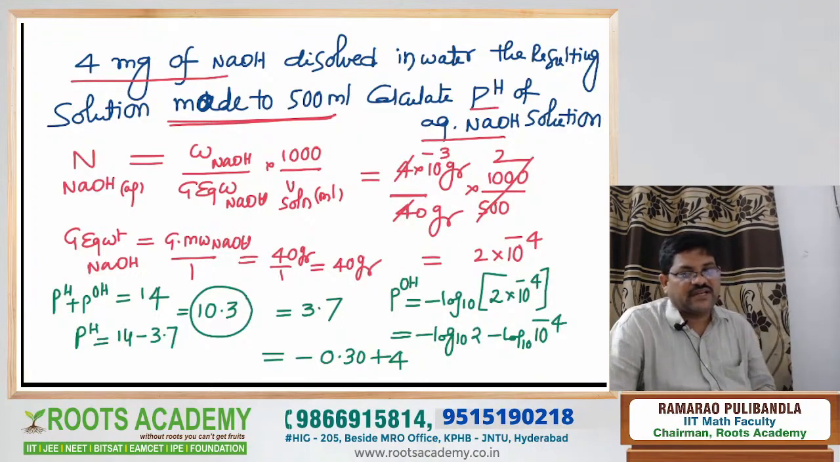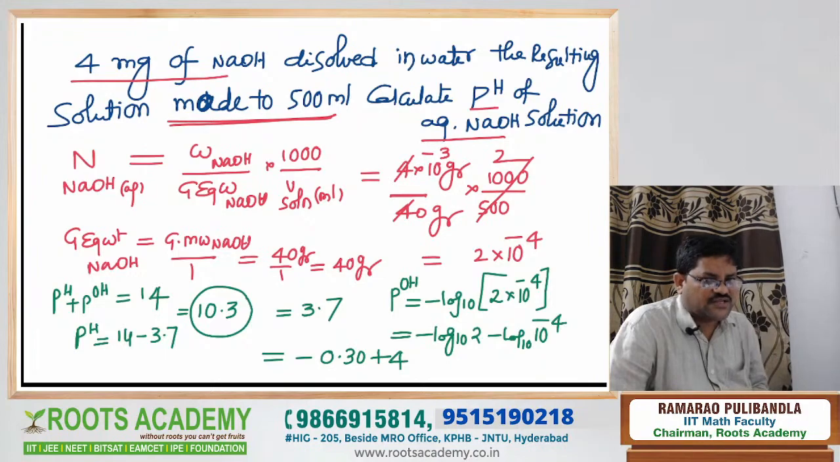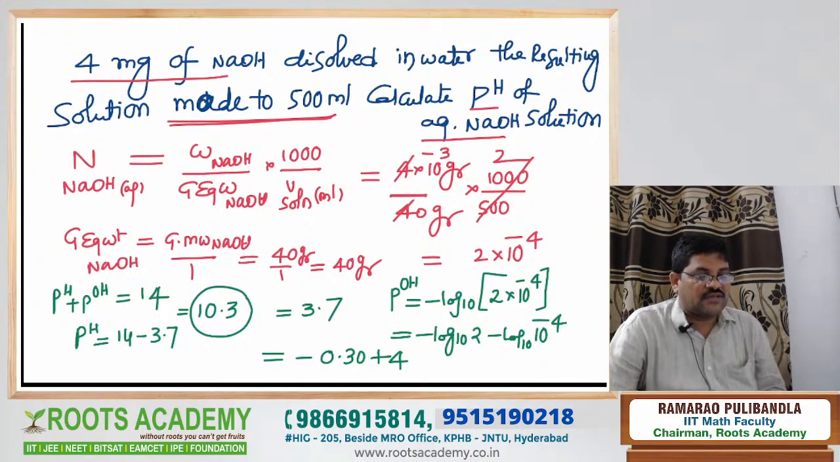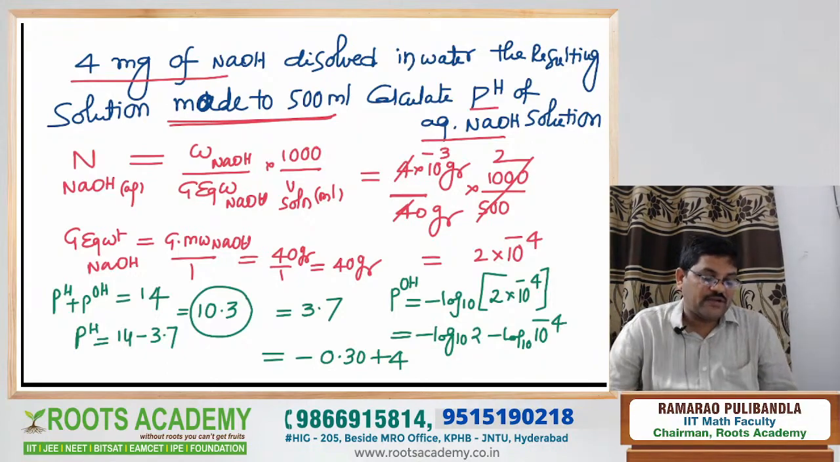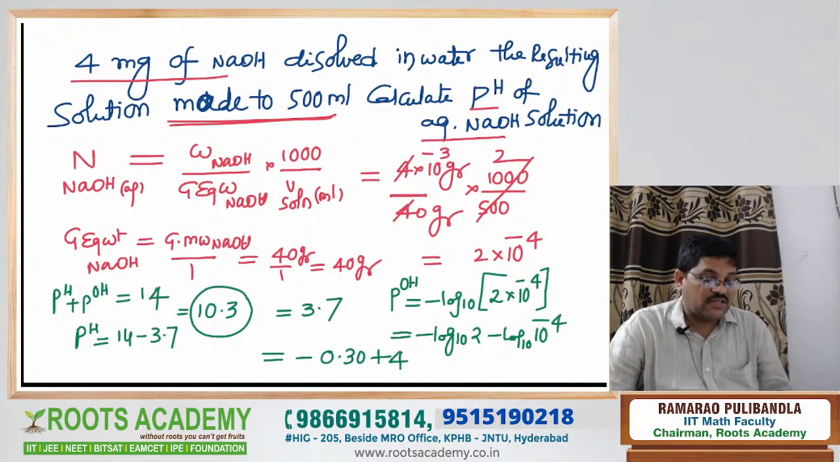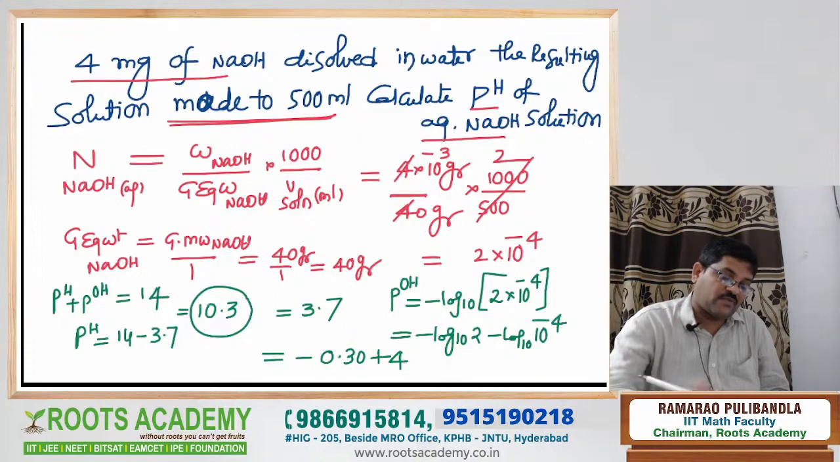Repeat the question once again. This kind of simple questions are given like this, Nana. Understood, Nana? 4 milligrams of NaOH dissolved in the water. Resulting solution made up to 500 ml. We have to find out normality of the aqueous NaOH. Weight of NaOH is 4 into 10 power minus 3 grams. What is the equivalent weight of NaOH? 40 grams. 1000 by volume of solution, 500 ml. That is 2 into 10 power minus 4 you got.